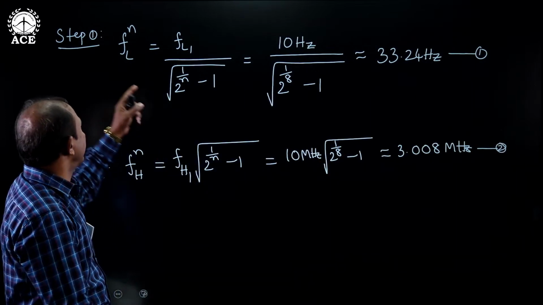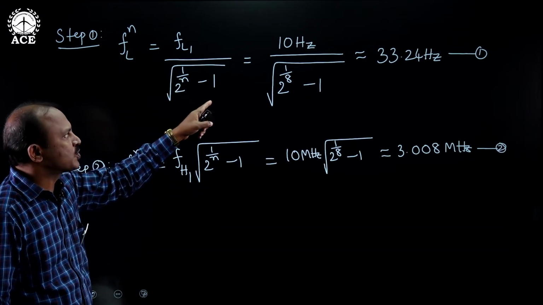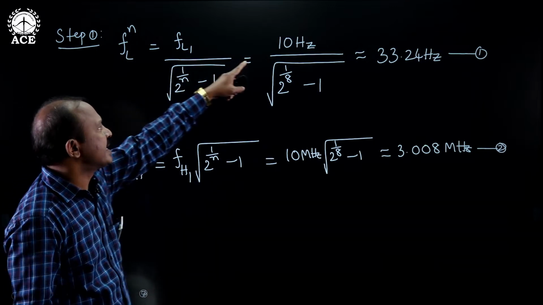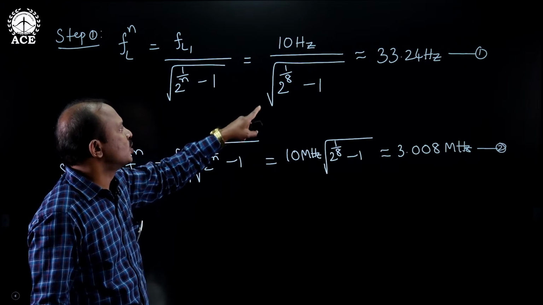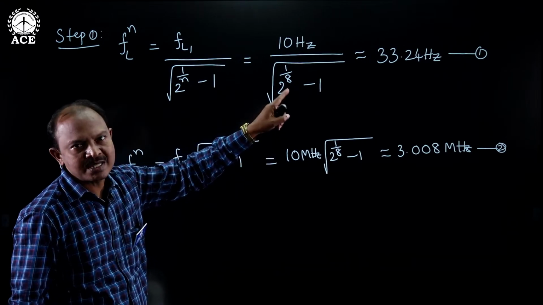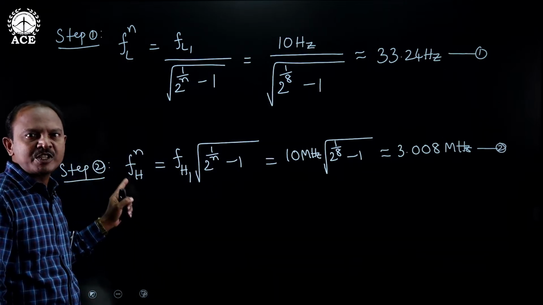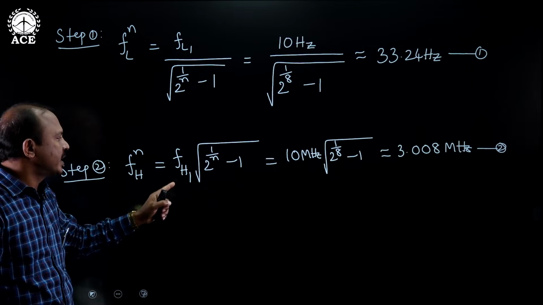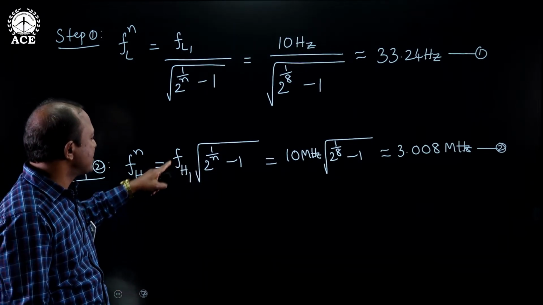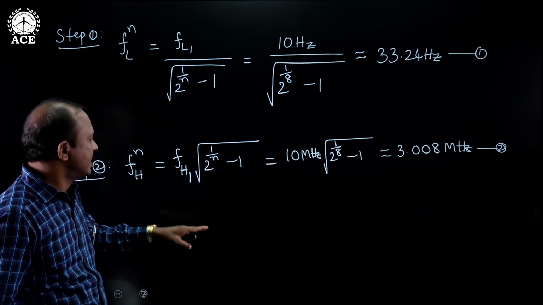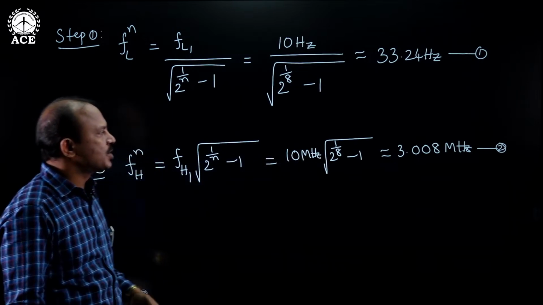Understand? FLn, the overall lower cutoff frequency, is FL1 by root of 2 to the power 1 by n minus 1. I simply substituted FL1 as 10 hertz and n as 8, so it is root of 2 to the power 1 by 8 minus 1. This gives us 33.24 hertz, whereas the overall upper cutoff frequency FHn is FH1 into root of 2 to the power 1 by n minus 1. Simply substituting FH1 as 10 megahertz gives us 3.008 megahertz.